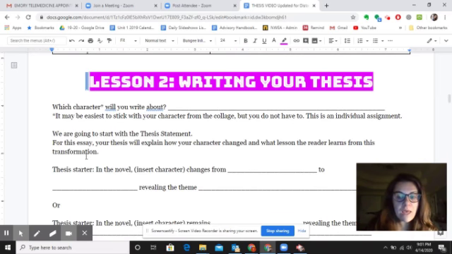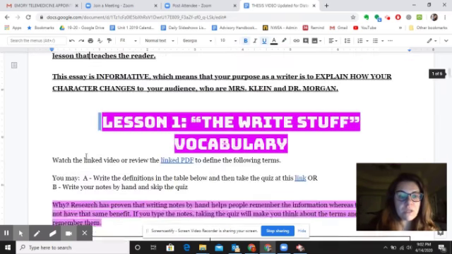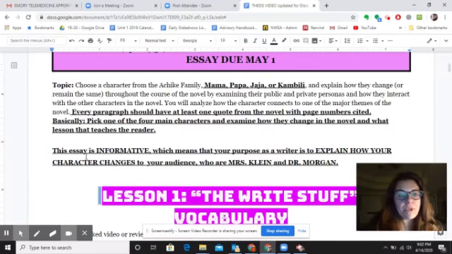Now, before we start that, let's just go back and look at the topic again. All right, topic. Choose a character from the Achike family, that's Kambili's last name: Mama, Papa, Jaja, or Kambili, and explain how they change or remain the same throughout the course of the novel by examining their public and private personas, meaning how do they act at school, at church, how do they act at home, and how they interact with the other characters in the novel. You will analyze how the character connects to one of the major themes of the novel. All right, so that's our topic.